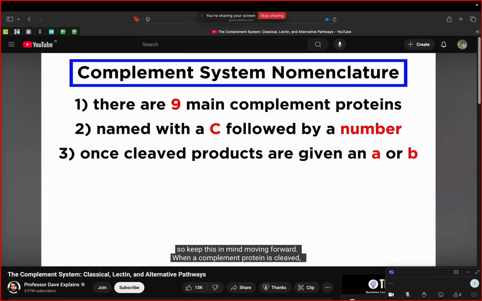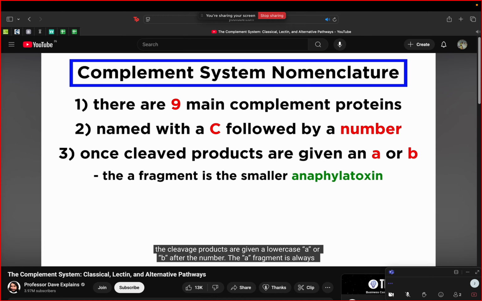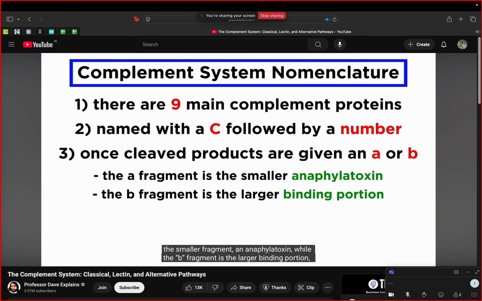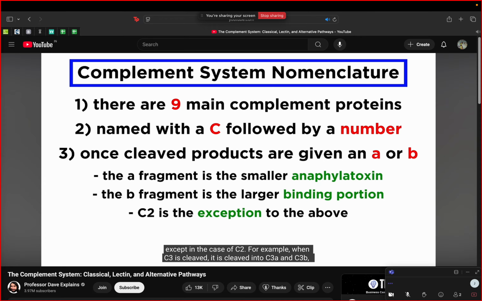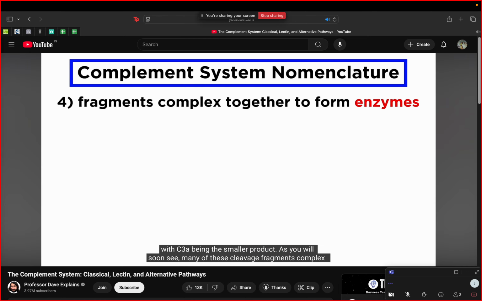When a complement protein is cleaved, the cleavage products are given a lowercase a or b after the number. The a fragment is always the smaller fragment, an anaphylatoxin, while the b fragment is the larger binding portion, except in the case of C2. For example, when C3 is cleaved, it is cleaved into C3a and C3b, with C3a being the smaller product. As you will soon see, many of these cleavage fragments complex together to form enzymes or other functional proteins.